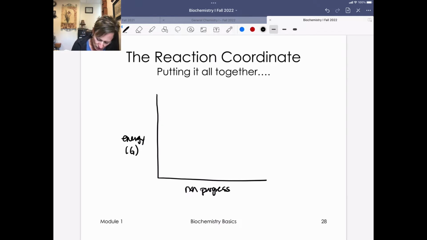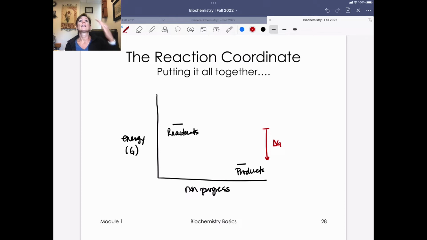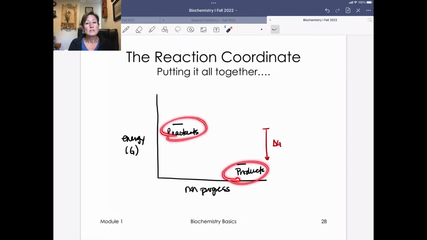So I'm going to draw here a process that goes downhill in energy, which is what we talked about being a spontaneous process, and that's where the reactants are going to be at a higher energy level than our products. And what we can determine then is the difference between the reactant and product energies is our delta G. So our delta G is again the difference between our final state and our initial state, products minus reactants. So this smaller number subtracting a larger number is going to give us a negative value.